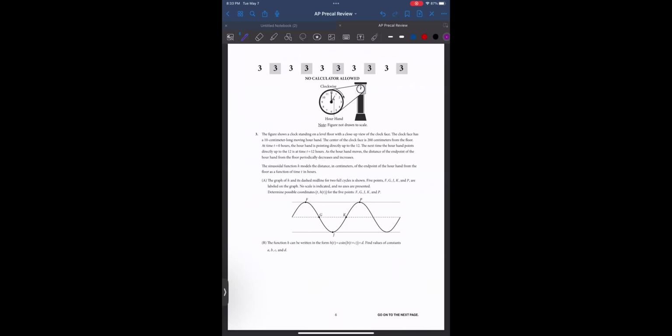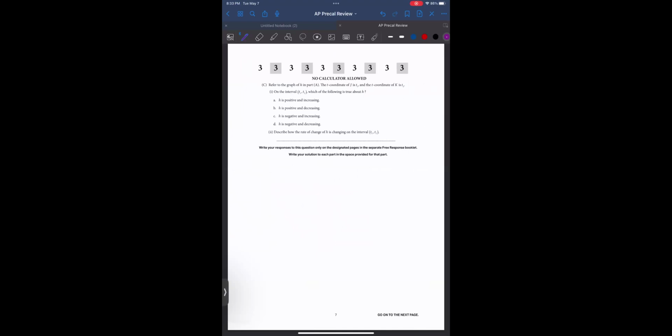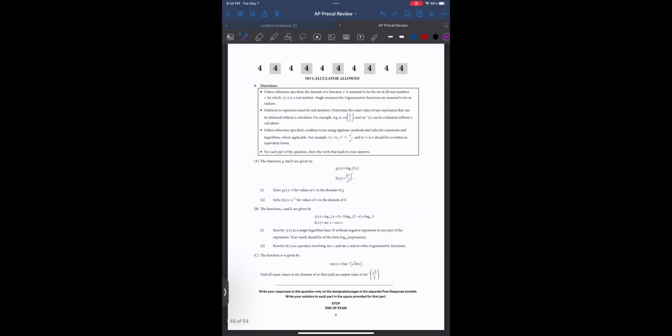Okay, here we go, number 3. This is a periodic context. Modeling a periodic context. And there's our trig function right down there, looking so cute. Only 2 parts to question number 3. And the last one, look at that. Oh no, just kidding. This is still question 3. There's more than 2 parts.